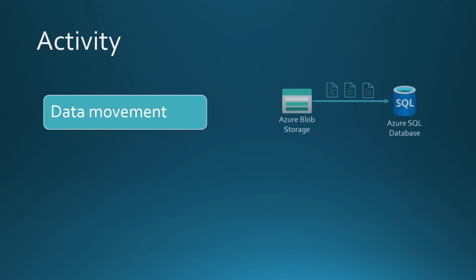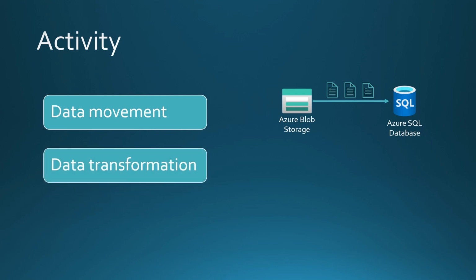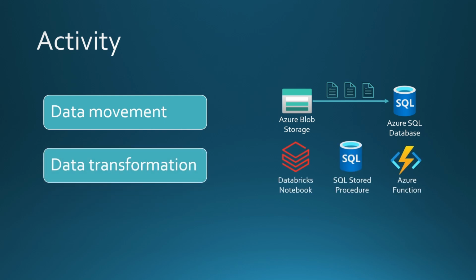First category is data movement activities. These are basically your copy data activities that copy data from one data store to another data store. Then we have data transformation activities. These are your external computing resources that you can link to Data Factory. For example, if you want to run some Python logic in a Databricks notebook and run that as part of your pipeline, you can do that. Or run a stored procedure in SQL database, or maybe implement an Azure function as part of your data pipeline.